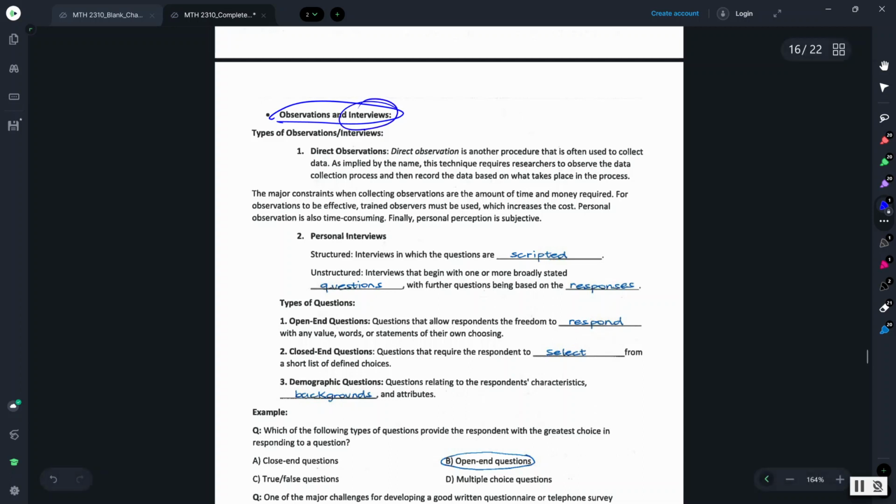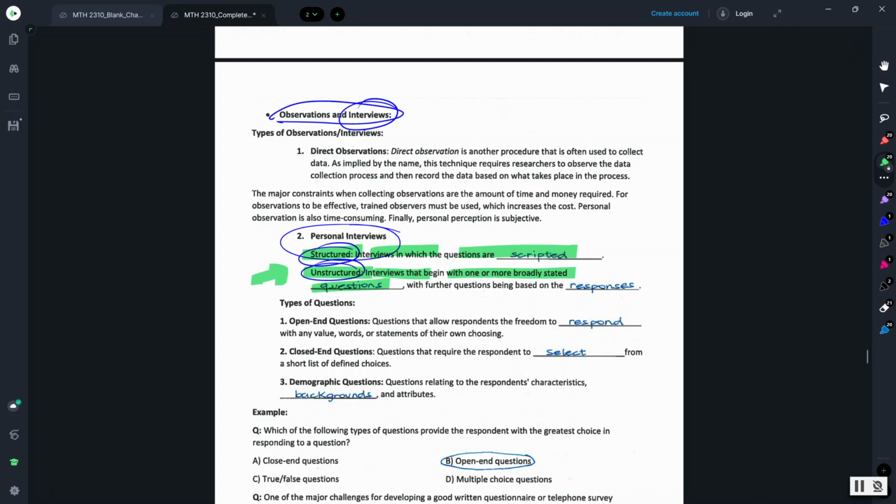So also are interviews. Interviews can come in the form of personal interviews, which can either be structured or unstructured. What is the difference between structured and unstructured interviews? For structured interviews, the questions are scripted. Otherwise, for unstructured interviews, this is more of go with the flow. Interviews begin with one or more broadly stated questions, and other questions build off of the previous questions or responses.